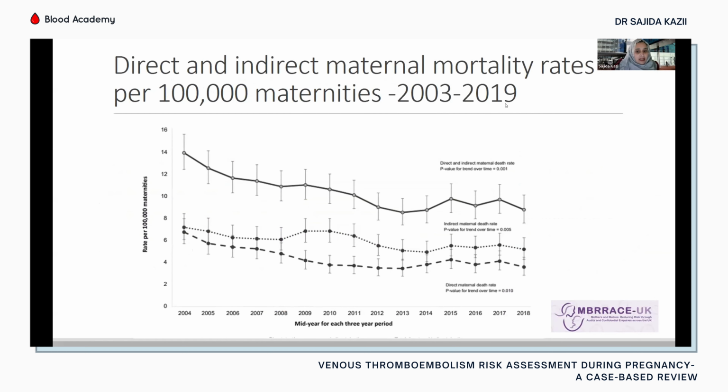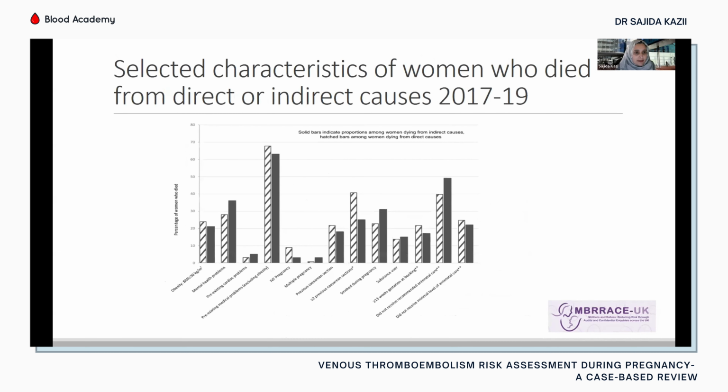Looking at these confidential inquiries over the years, from 2003 to 2019, there's definitely been a reduction in the direct and indirect maternal death rate. But the direct maternal death rate, in which VTE is one of the leading causes, has become static. Why we think this has become static could be because we are definitely seeing a lot more complicated pregnancies, women possibly having a lot more medical comorbidities. Obesity is on the rise. So we're going to look at some cases for this.